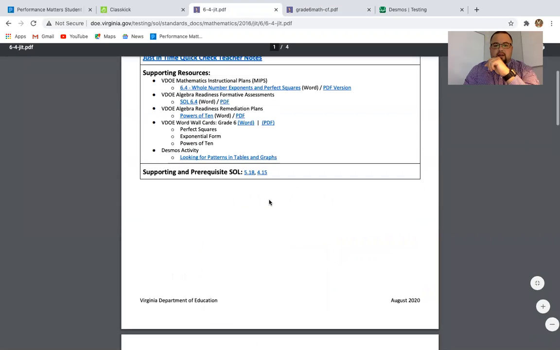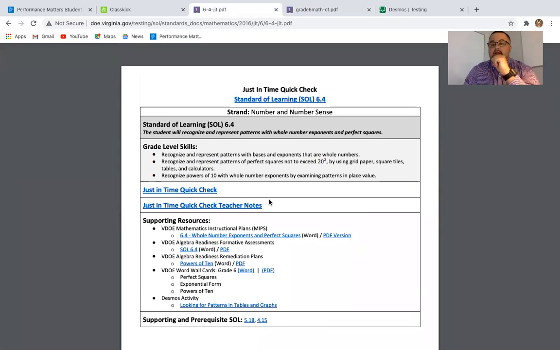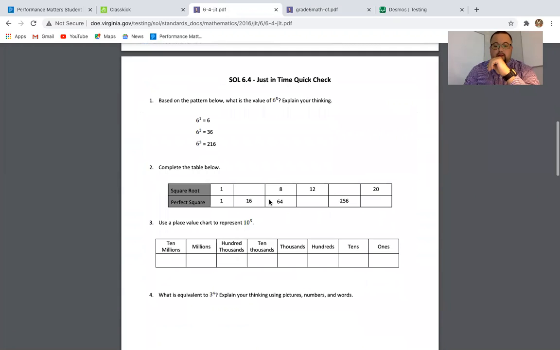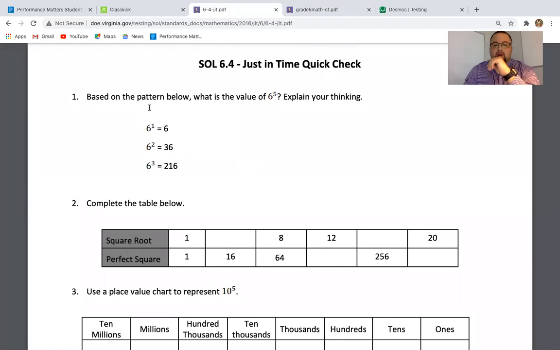We can see here, these are some just-in-time quick checks that the state has released that help us prepare for the SOL at the end of the year. As you can see here, there's a lot of patterns involved. So just like your notes say in your modules, if you go back to those, there are 6.4 notes.